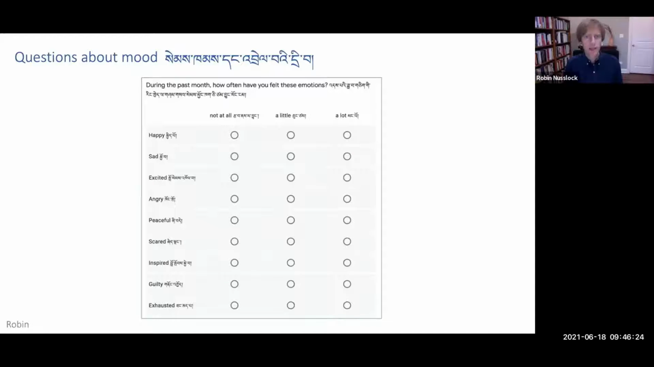What about insight? When you're doing analytic meditation and you have an insight, is that viewed as an emotional state, or is that viewed more as a thought or cognitive state?